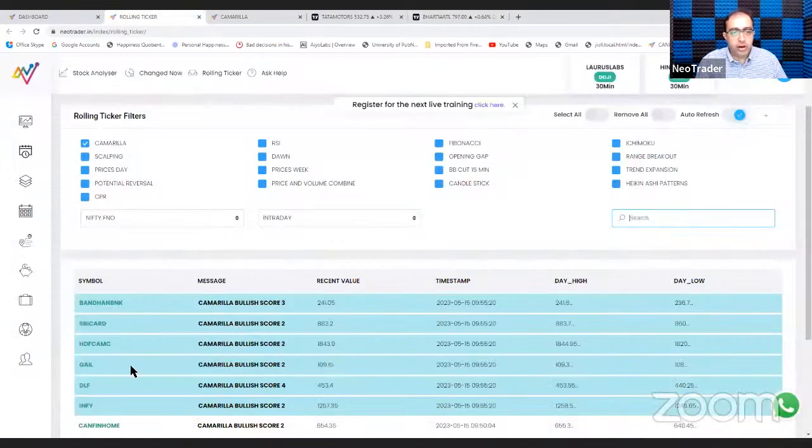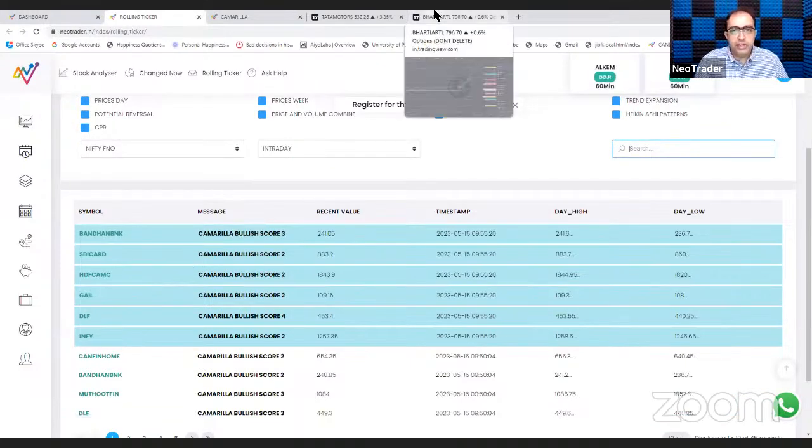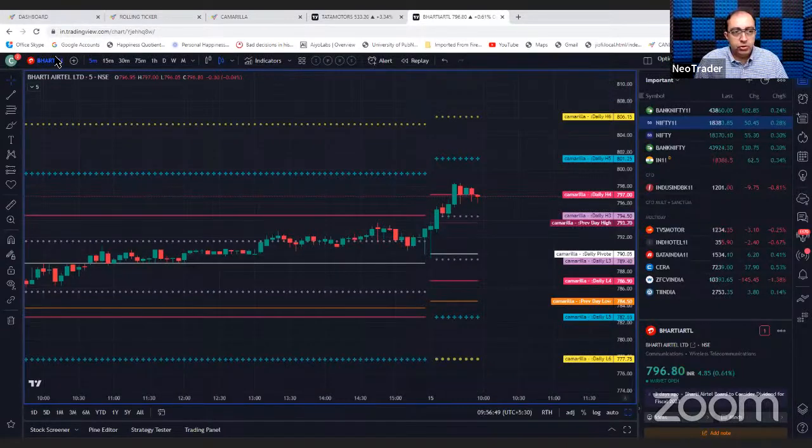So यहाँ पर आपको आते रहेंगे. Bandhan Bank is moving up, right? Now SBI card did well on Friday. Now let's see if SBI card continues to show some movement today as well.